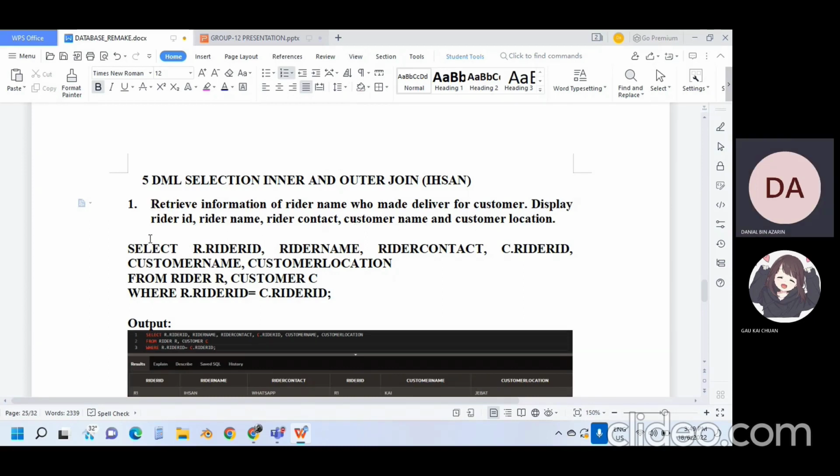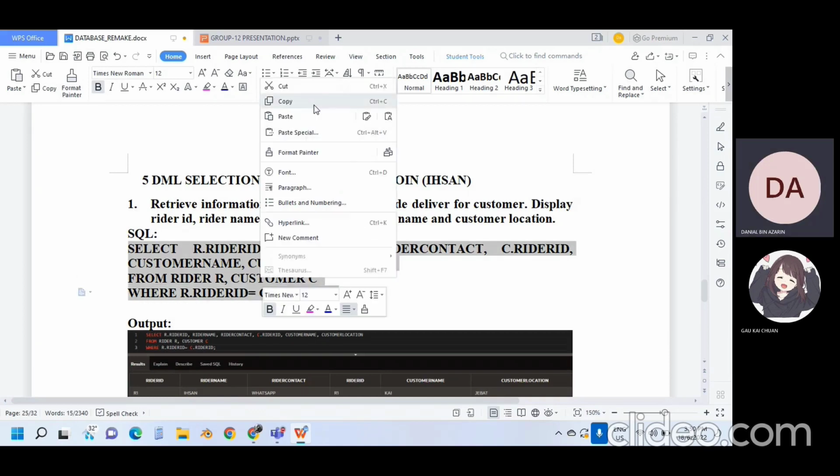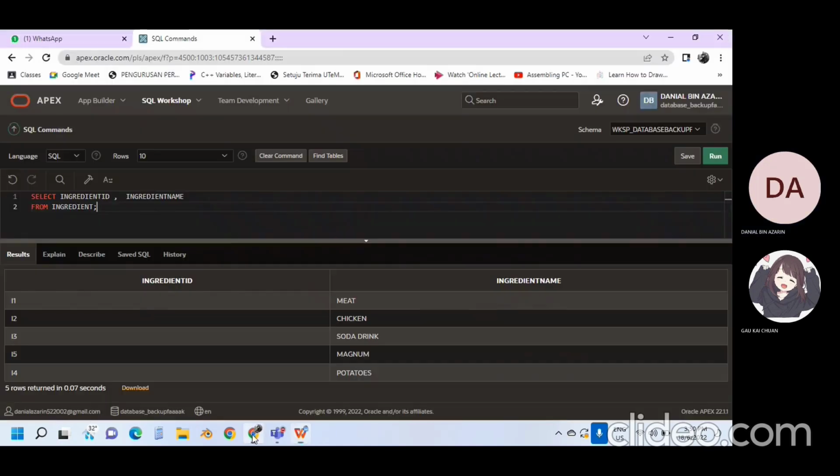Therefore, the SQL command would be select r.rider ID, rider name, rider contact, c.rider ID, customer name, customer location from rider r, customer c, where r.rider ID equals to c.rider ID. The output should be as follows.